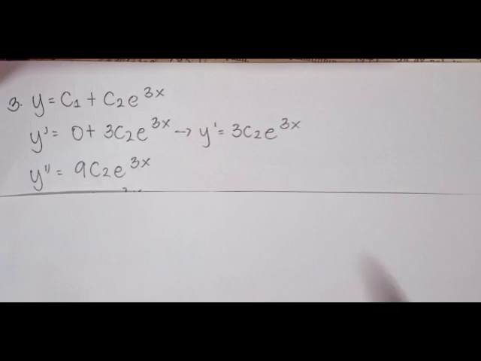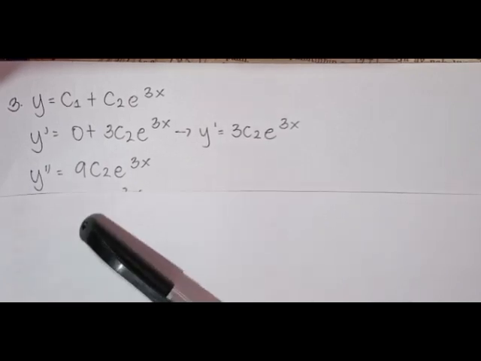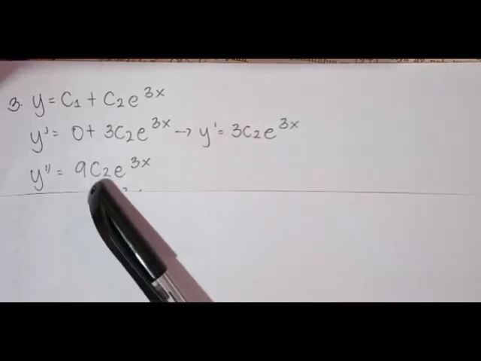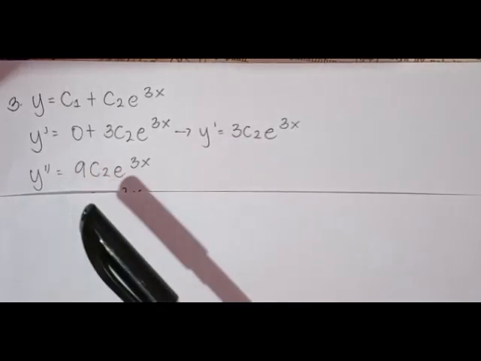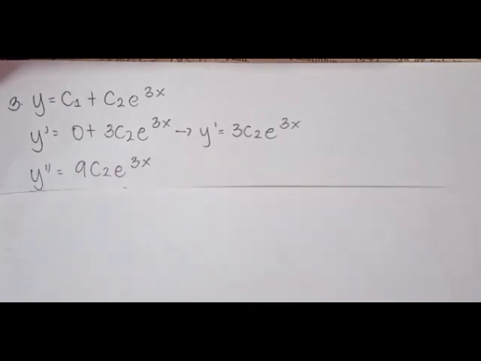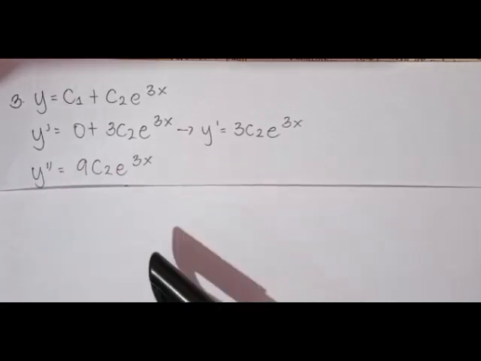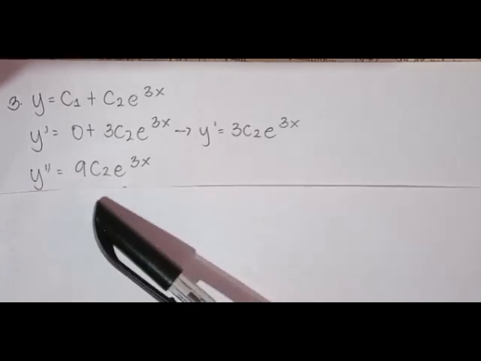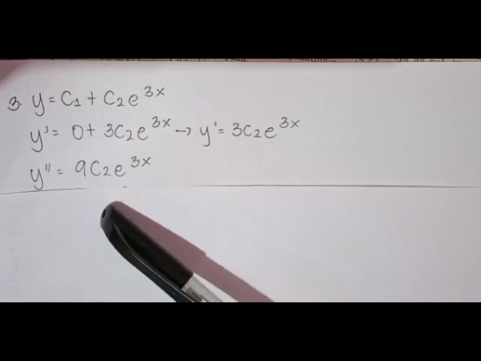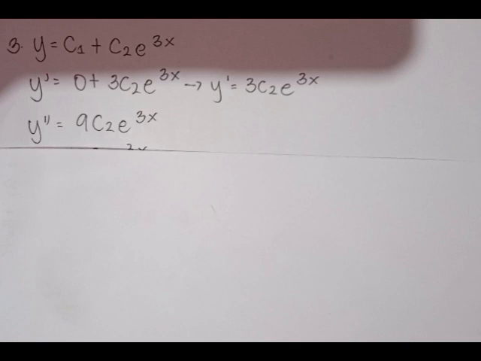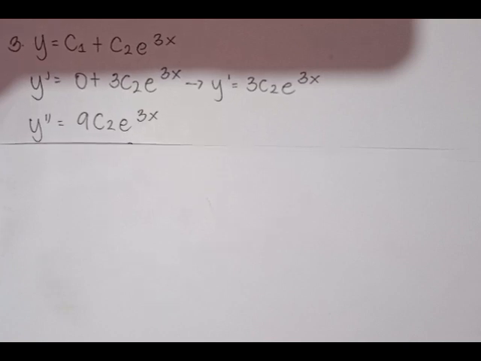For the second derivative of this given function, we have 3 multiplied by 3, and we will get 9. So our y second prime here is 9c2 e raised to 3x. Take note that our goal here is to eliminate all arbitrary constants. So in this situation, we have not eliminated the arbitrary constant c2. To eliminate this constant, we need to use two equations.